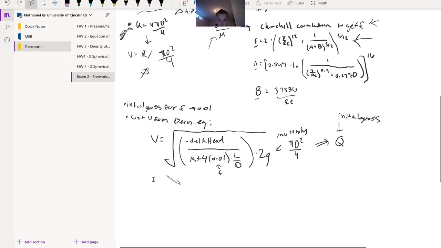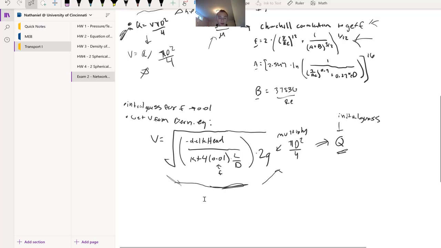So we just said that V was equal to V right here. So we isolated for V, and then if we multiply by our pi d squared over 4, that will be equal to our flow Q. But basically, what I was saying was it's kind of hard to get an initial guess for Q alone.